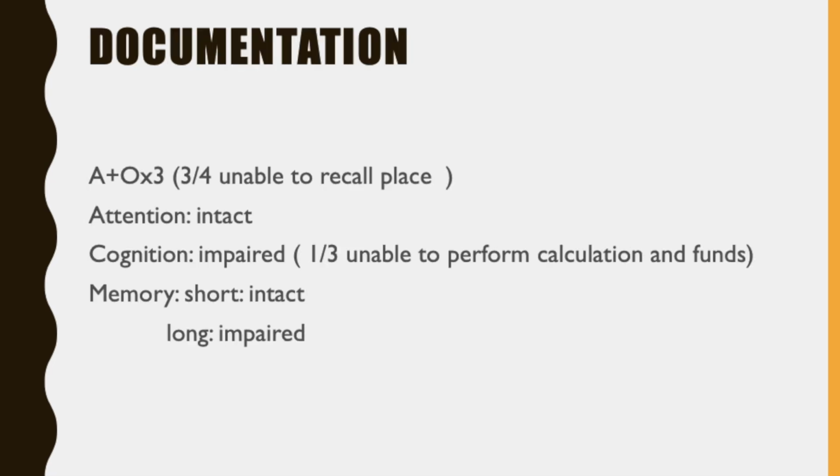We would document like this for the patient shown earlier. The A stands for alert and the O for orientation. The patient was unable to recall place, so we put that in the parentheses with the amount that he got right. The patient's attention and short-term memory was intact, so we noted it there. And the patient's cognition was also impaired because he was unable to perform calculation or fund of knowledge, so we wrote 1 out of 3 in parentheses. The patient's long-term memory was also impaired.